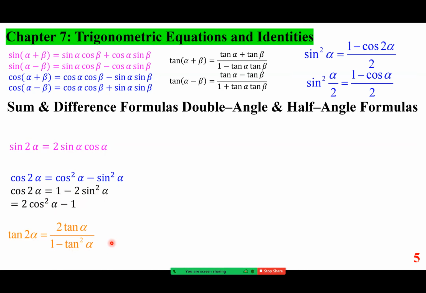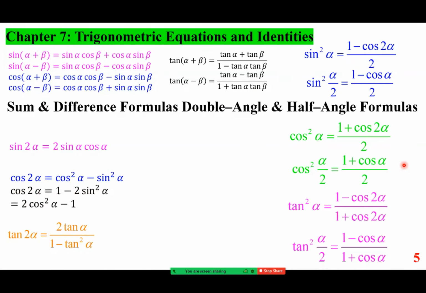So sine squared alpha is 1 minus cosine 2 alpha over 2. If we cut this in half, we cut this one in half. Sine squared of alpha over 2 becomes 1 minus cosine alpha over 2. And it comes from this formula: cosine 2 alpha is 1 minus 2 sine squared alpha. We've gone through that. So cosine squared alpha comes from this formula, and then you cut it in half. Alpha over 2, 1 plus cosine alpha over 2.